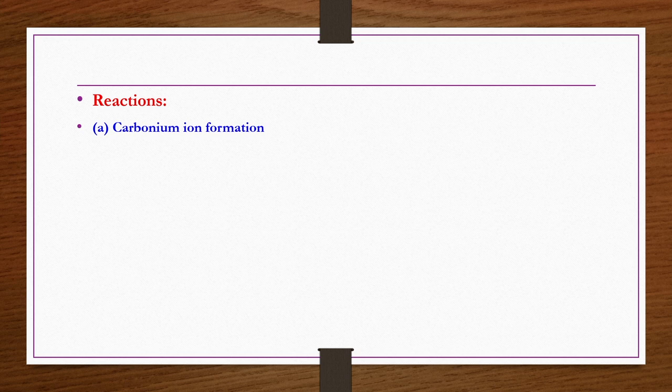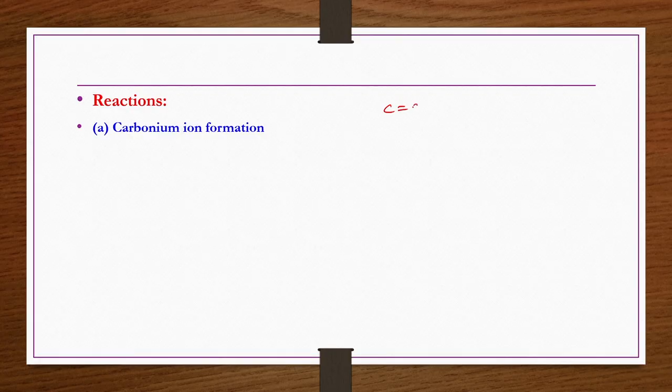Reactions: carbonium ion formation. Since in the alkylation process two reactants are there, one is the olefin and another one is the isoparaffin, two different types of carbonium ions may be forming. The first one is, let us say, you have an olefin, C double bond C. If it reacts with H plus in the presence of an acid catalyst, then it will give C double bond C plus C carbonium ion.